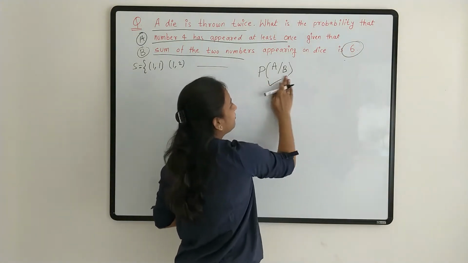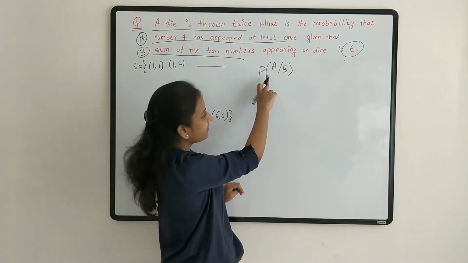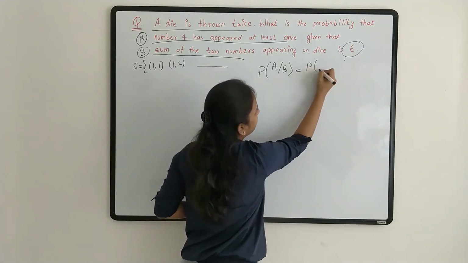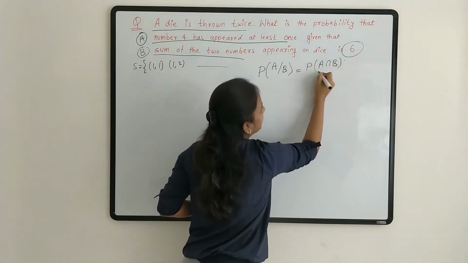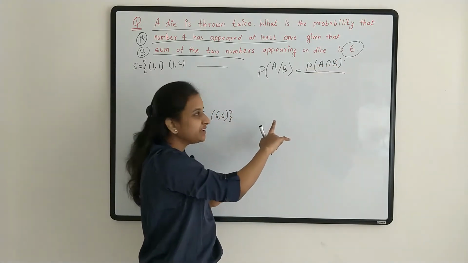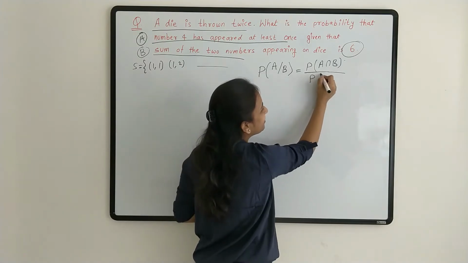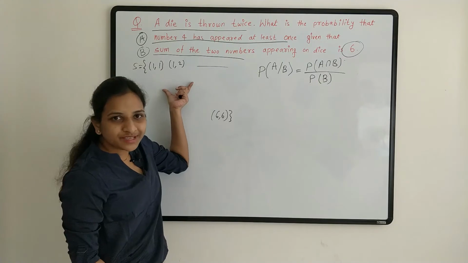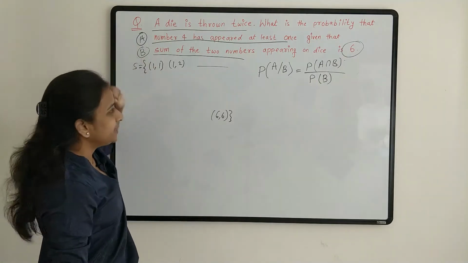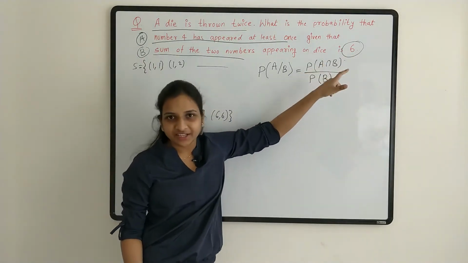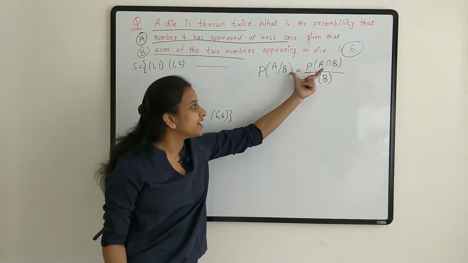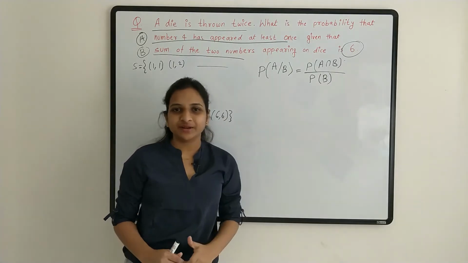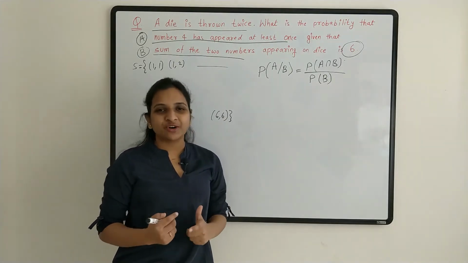Okay, now let's find this. What is the formula for this probability? The probability of event A given that B has happened. The formula says probability of A intersection B divided by whatever is the happened event, put it in the denominator, probability of B. We have the sample space. Let's find event A, event B, and then we can find the intersection of A and B. Then we can find the probability of these two things and eventually the conditional probability. This is how we are going to solve this problem.